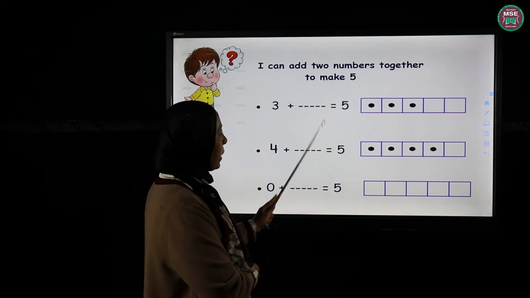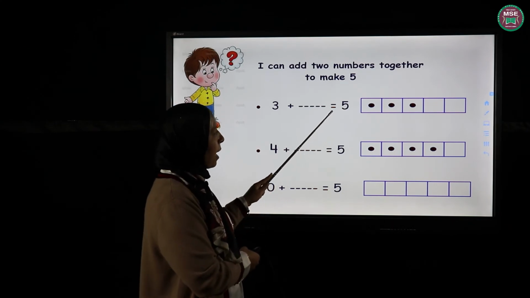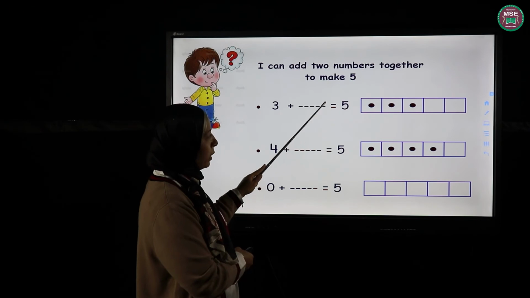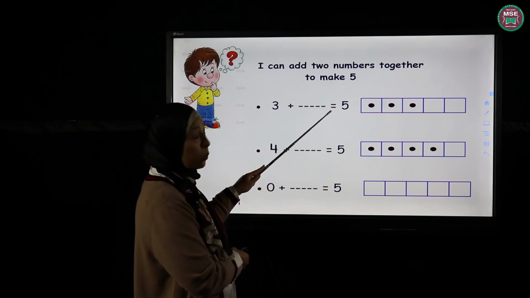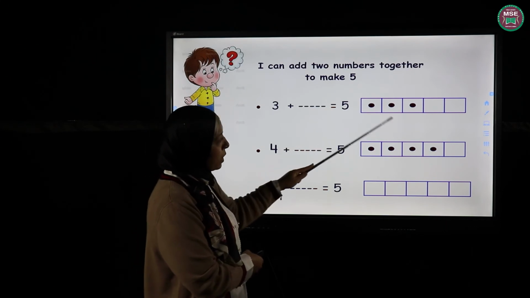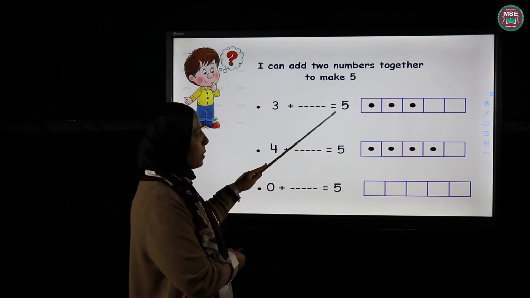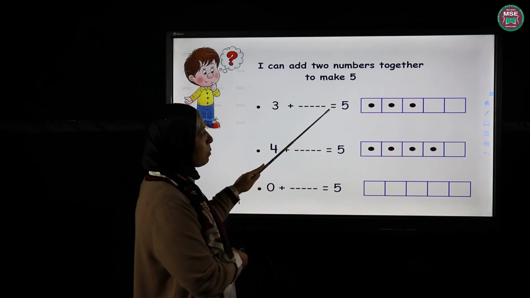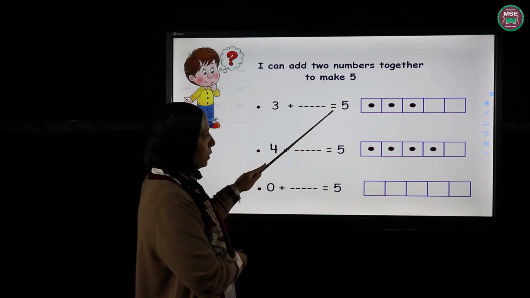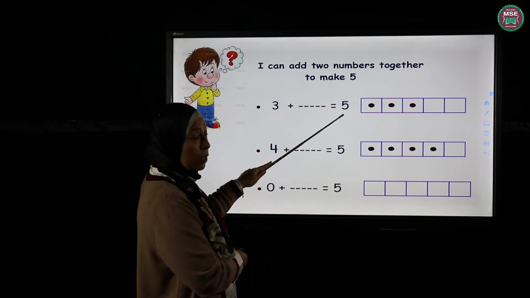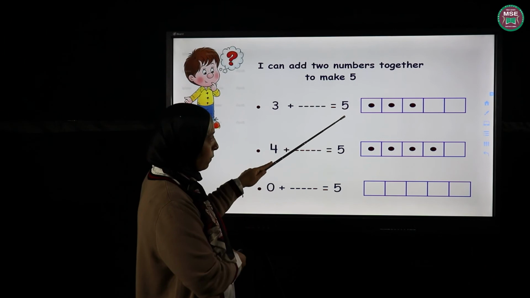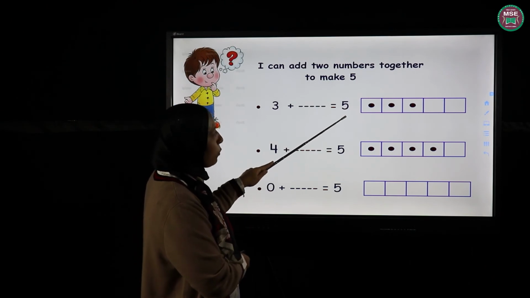When we do this, we have to look at the number that comes after the equal sign. Can you see this sign? The two dashes above each other, this is called equal. To know what number we are going to make, we have to look at the number that comes after this sign. Here, what number do I have? I have number 5. So this means I'm going to make number 5.